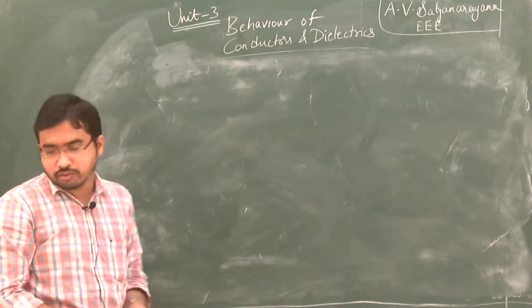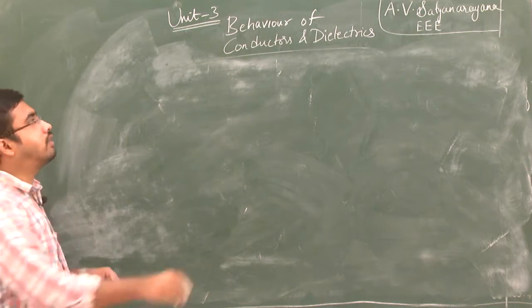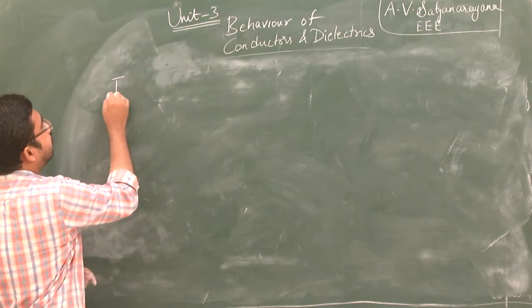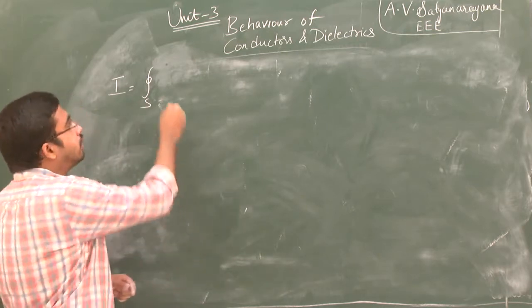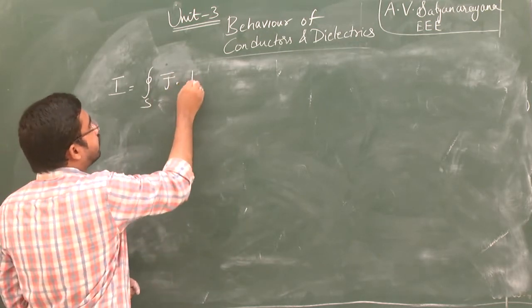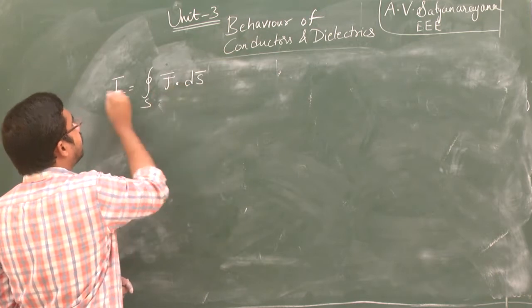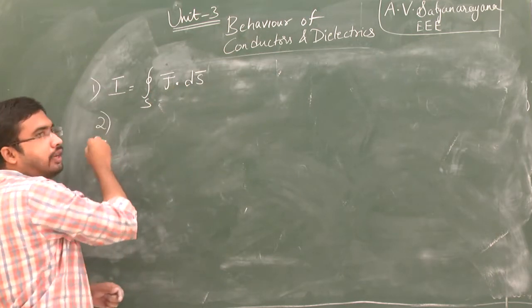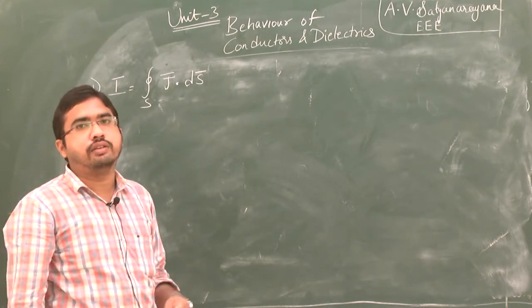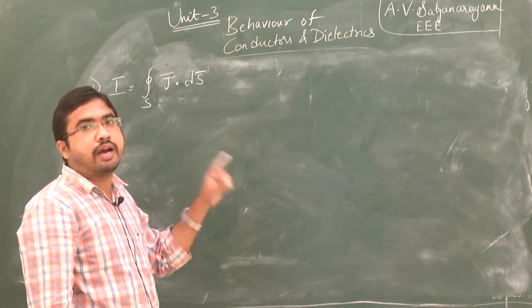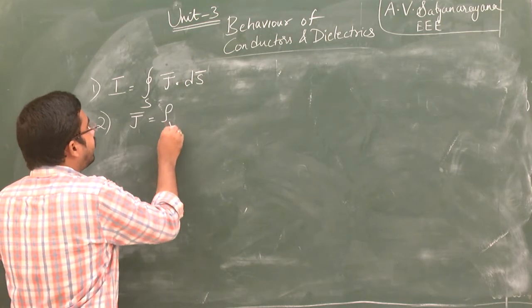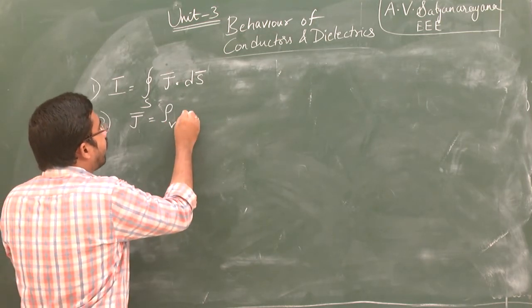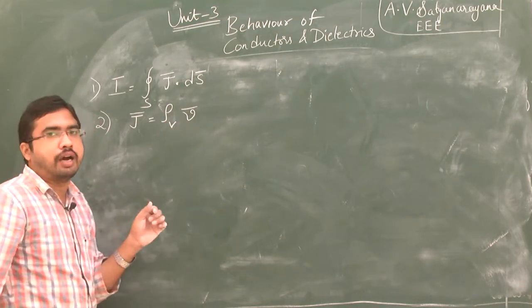So let us summarize all the equations. What is the first relation that we have derived? Current I equal to closed surface integral of J bar dot ds bar. This is the first relation that we derived. Second relation is the relation between current density J bar and rho v. J bar is equal to rho v into velocity of the particles v bar.